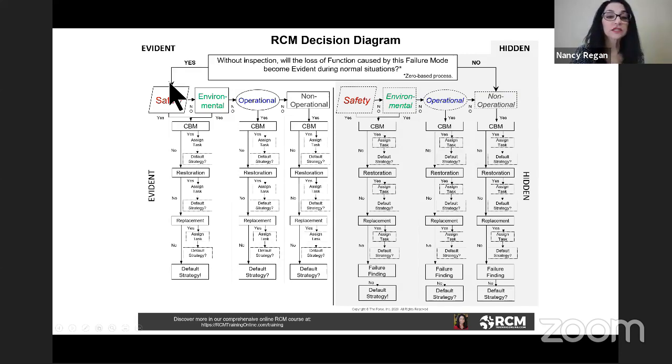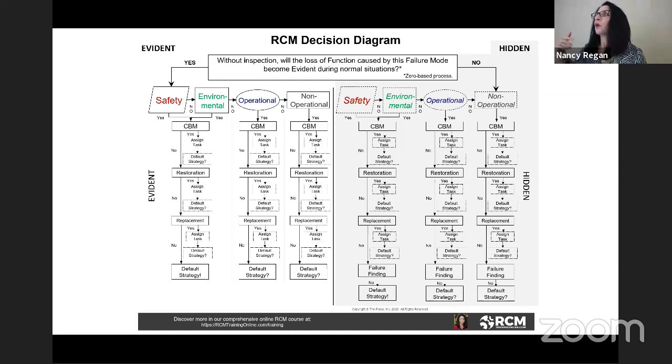Okay, so if we go this way, then we've got an evident failure, like we do with our filter, right? Well, now we go through and we assess consequences. Could someone be injured or killed? Could we breach an environmental standard, regulation, or law? Could we adversely affect operations? Or maybe it has non-operational consequences. Maybe it's none of those.